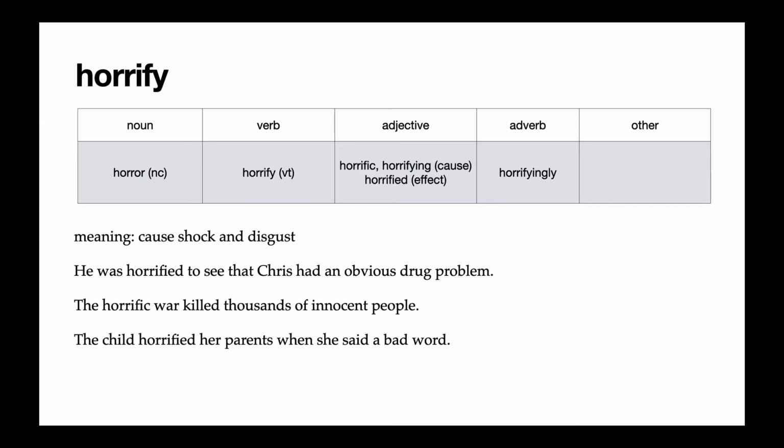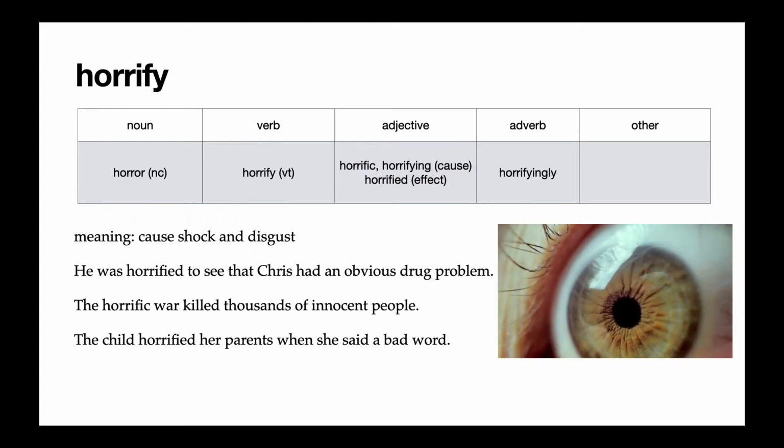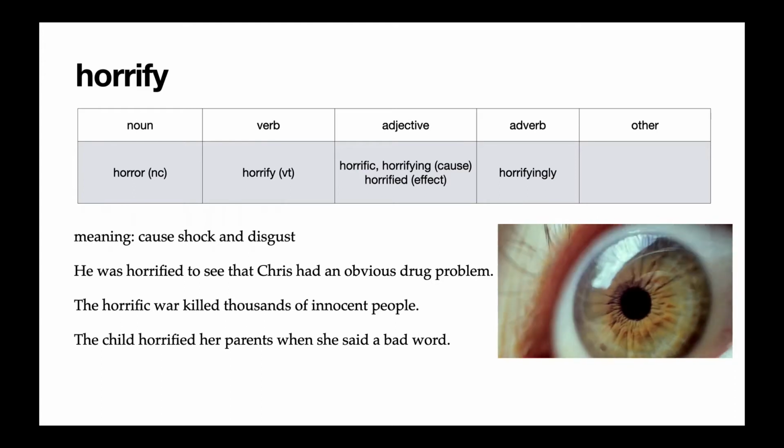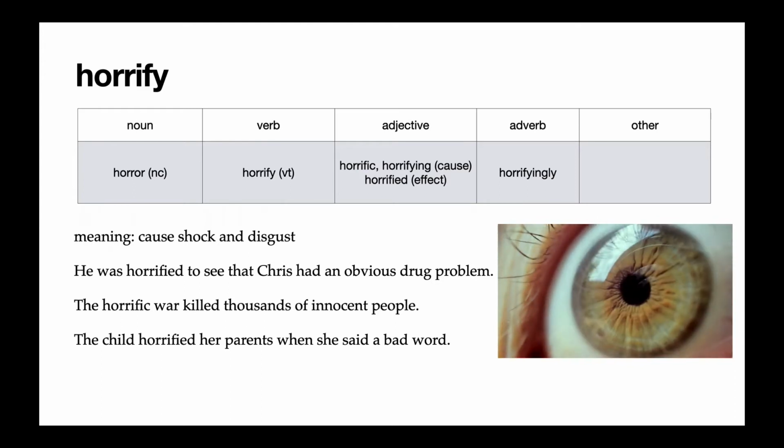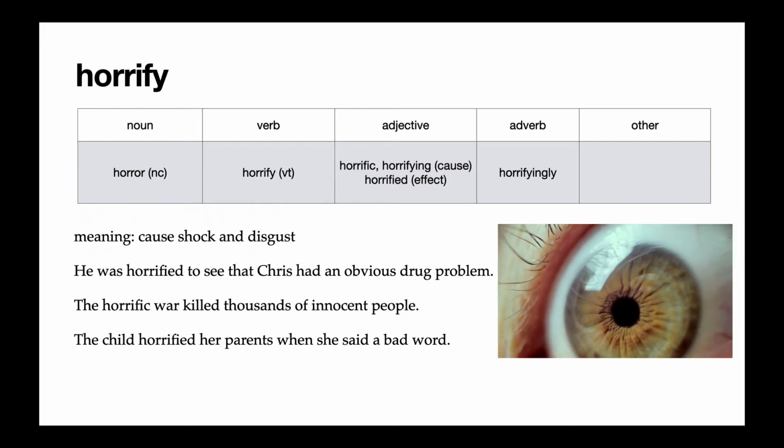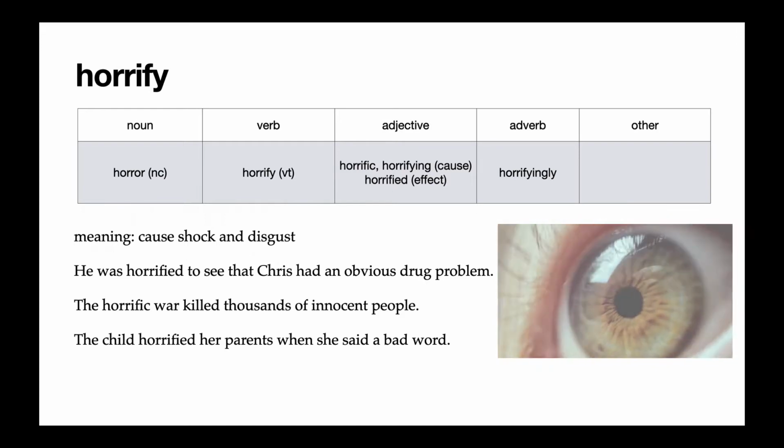We can see that horrify has a complete word family. So the non-count noun form is horror. Horror is the feeling of shock and disgust. And we also use the noun horror as a feeling of extreme fear. So we talk about horror films. Those are films that make us really scared and terrify and disgust us.